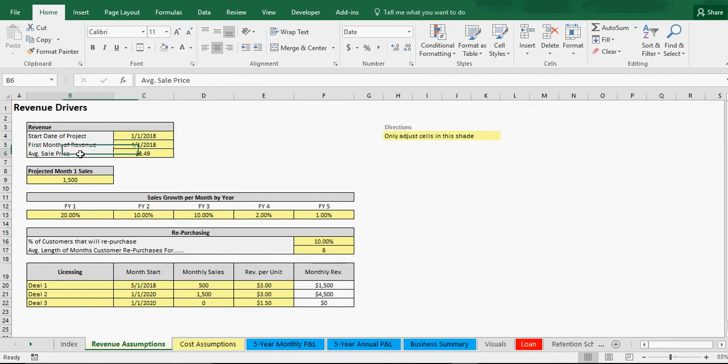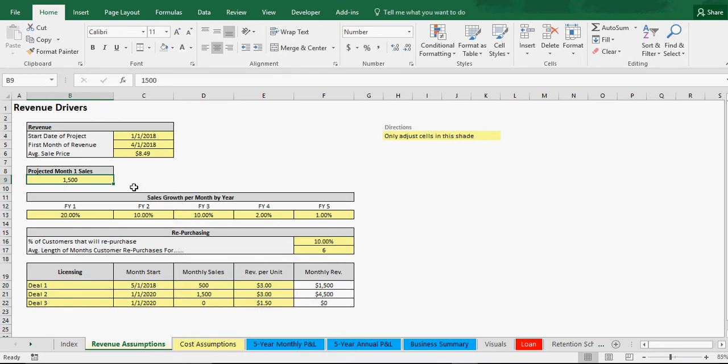So the first major assumption for revenue is going to be your sale price. What's the average sale price you plan on having for your unit? You could put in anything here that is accurate for your particular situation. We put in $8.49.